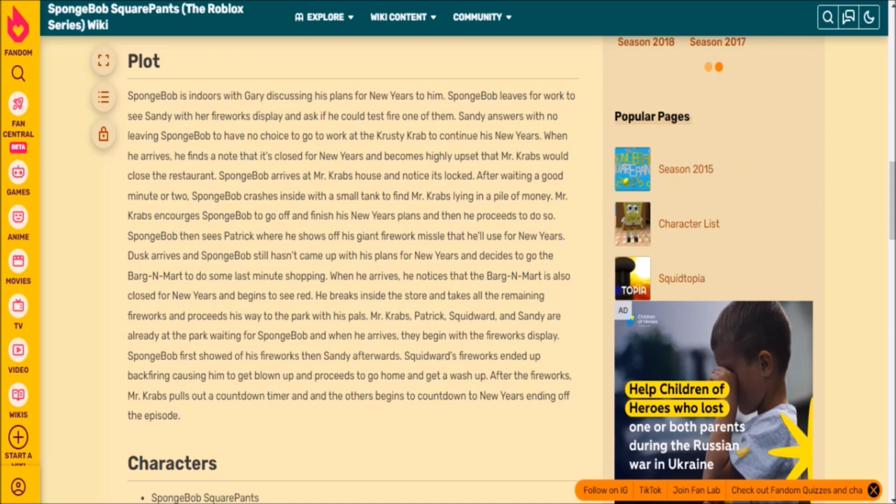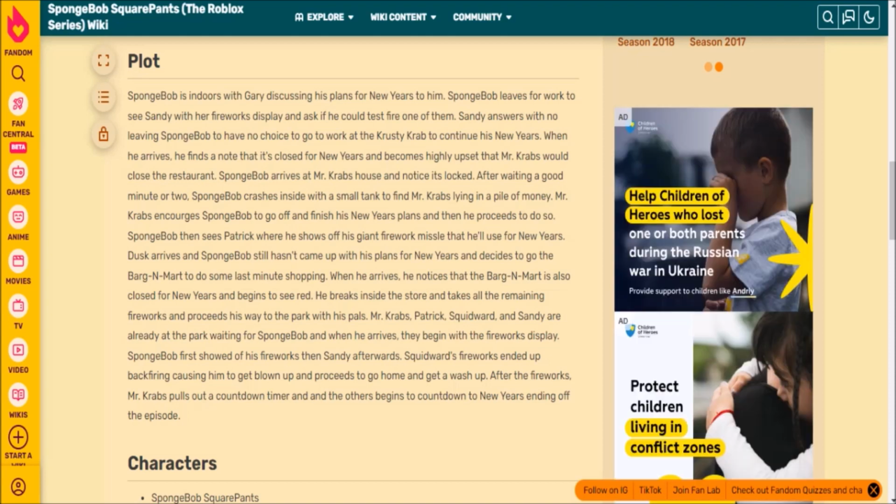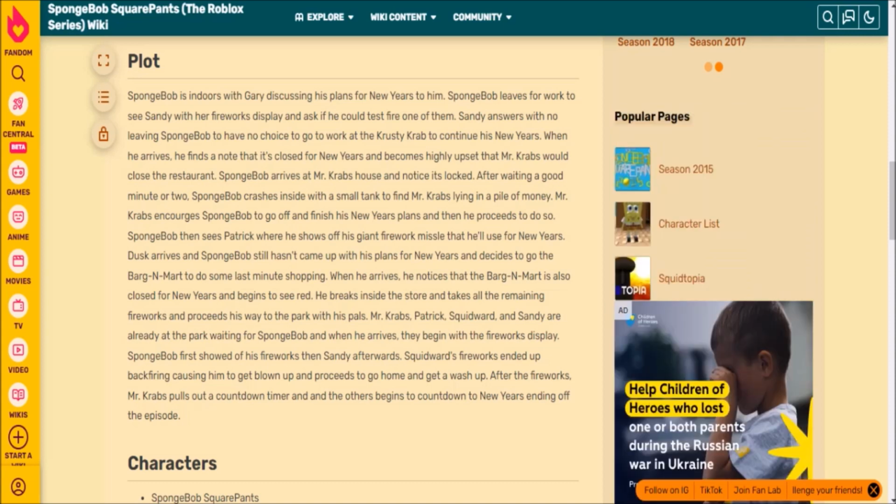Alright, so SpongeBob then sees Patrick, where he shows off his giant firework missile that he'll use for New Year's. Dusk arrives and SpongeBob still hasn't come up with his plans for New Year's and decides to go to the Bargain Mart to do some last minute shopping. When he arrives, he notices that the Bargain Mart is also closed for New Year's and begins to see red.